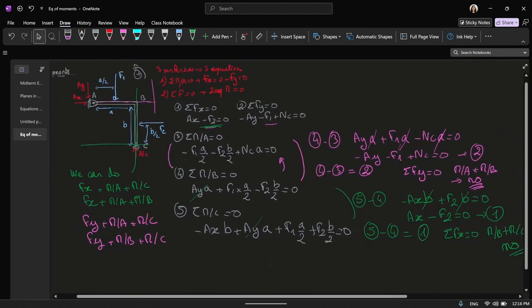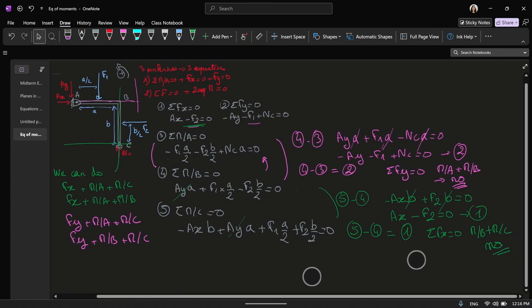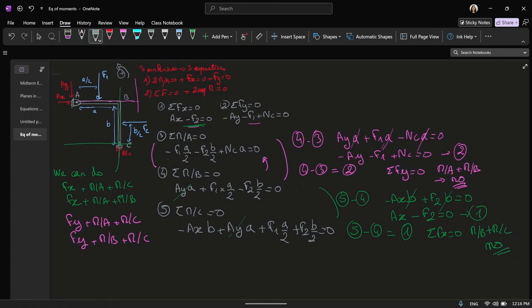I know it's not always the same scale that I use, but let me get everything there. So this is the conclusion, and you get a little bit of an idea why we can't do that, because the equations are not independent.